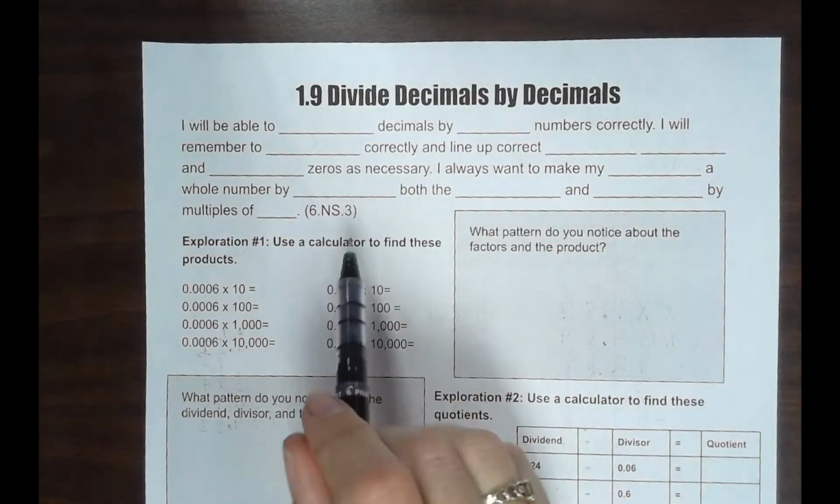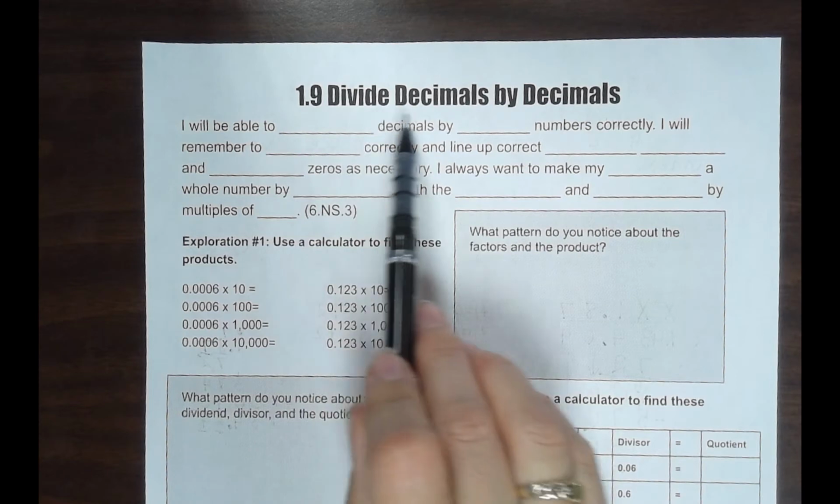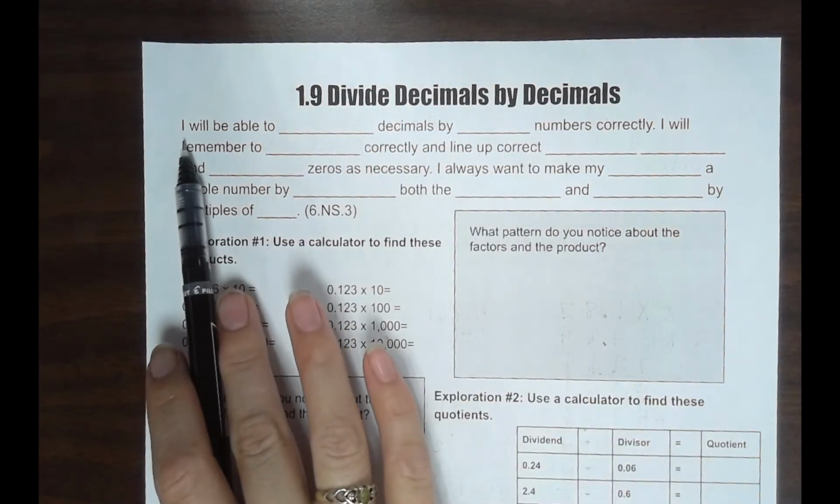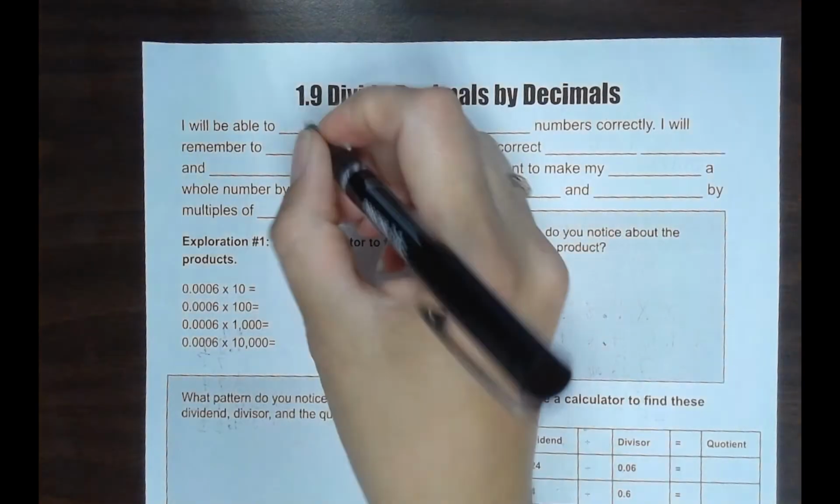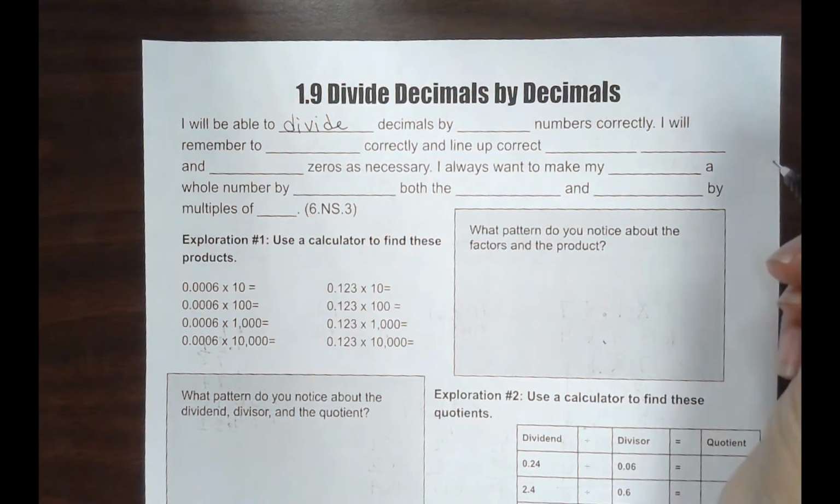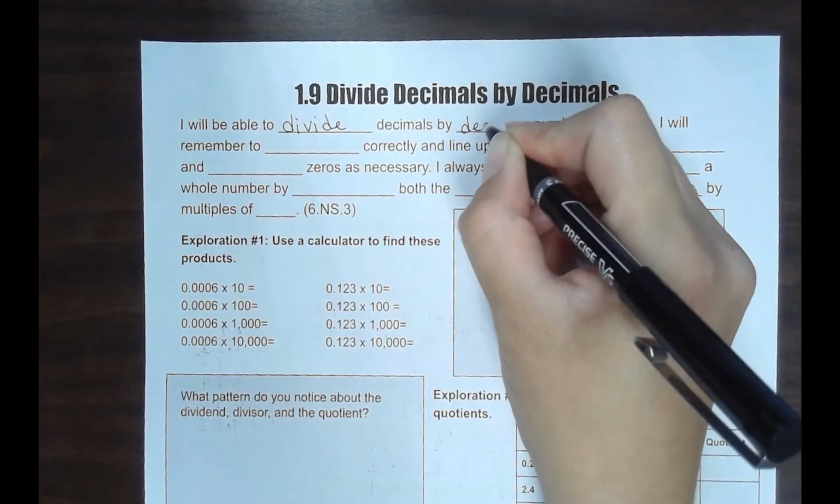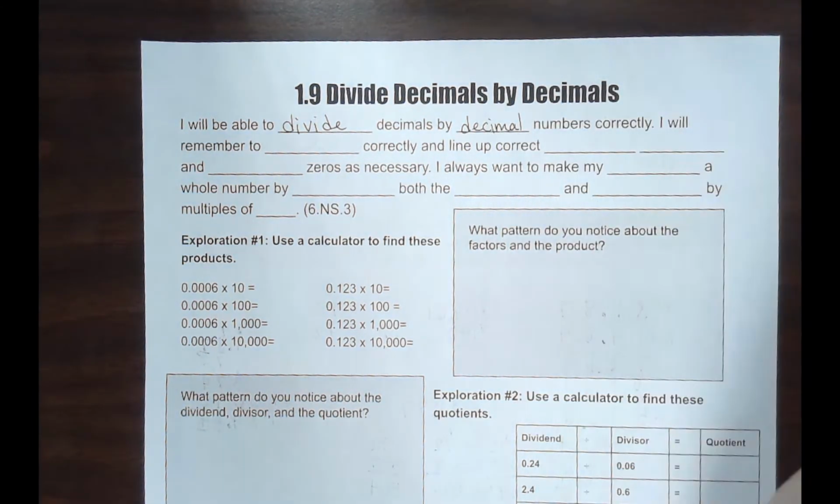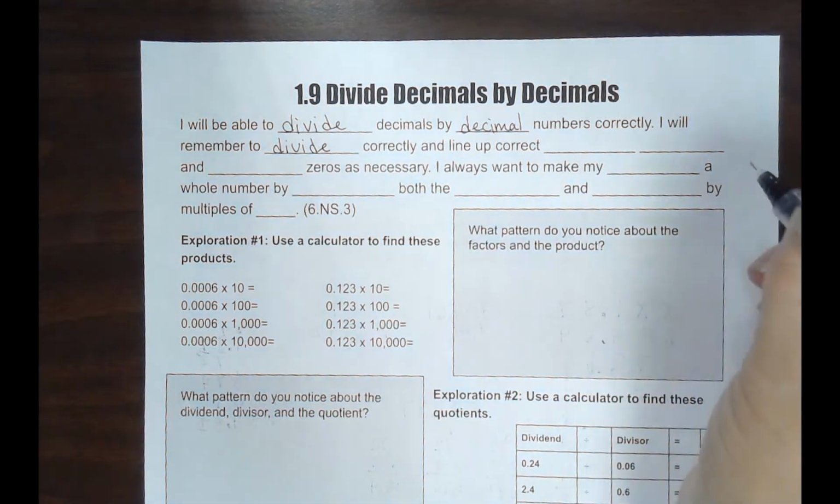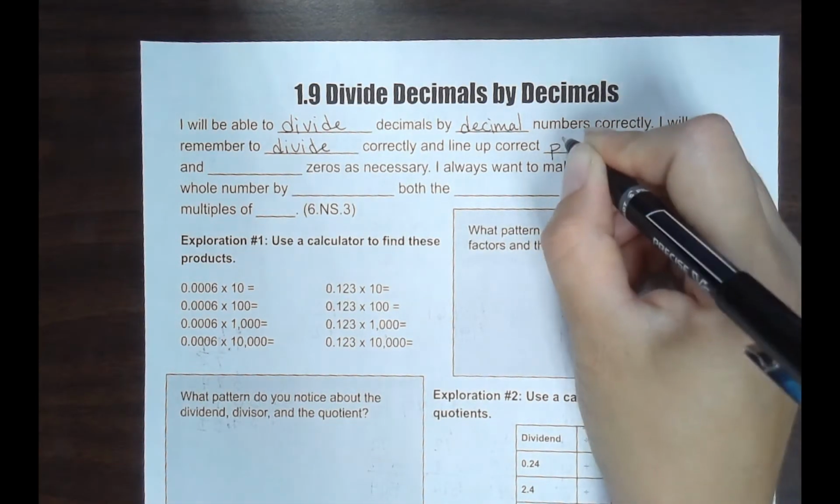Hey, welcome back. This is lesson 1.9, divide decimals by decimals. So these are our I will be able to statements. I will be able to divide decimals by decimal numbers correctly. I will remember to divide correctly and line up correct place values.